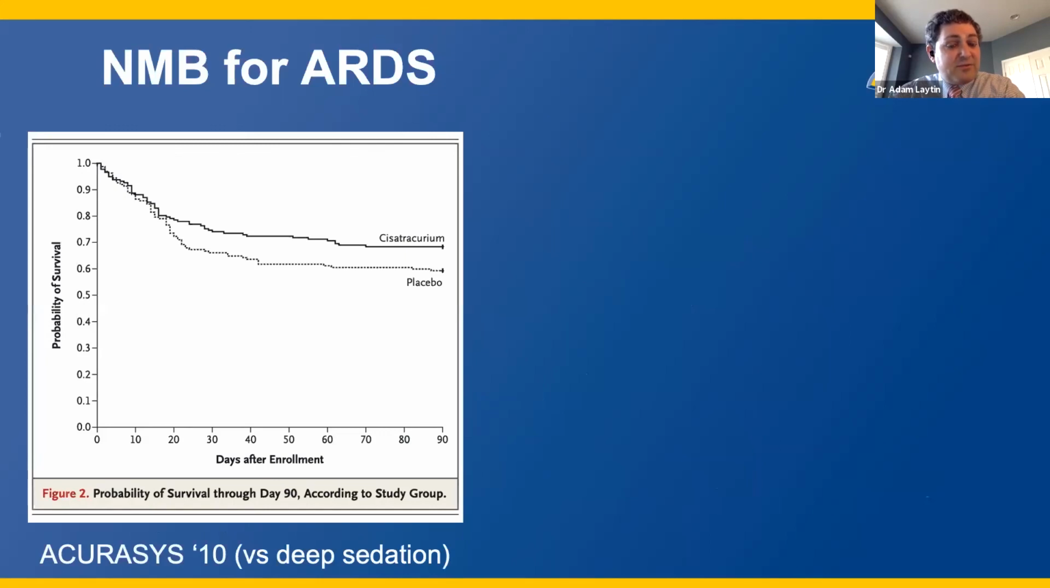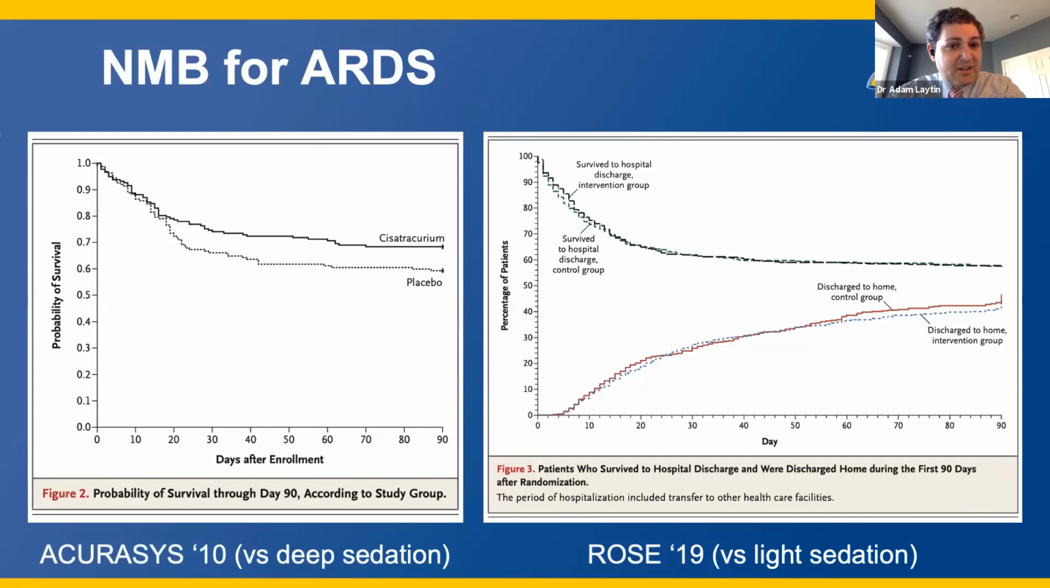But in a patient who has severe hypoxemic respiratory failure, I think it's definitely a reasonable intervention to consider. The recommendations for COVID-19 from the ARDSnet group really come from the ACURASYS trial in 2010. And this was comparing neuromuscular blockade to deep sedation and showing the patients who underwent neuromuscular blockade had about a 40% decreased risk of mortality. This was followed up by the ROSE trial from last year.